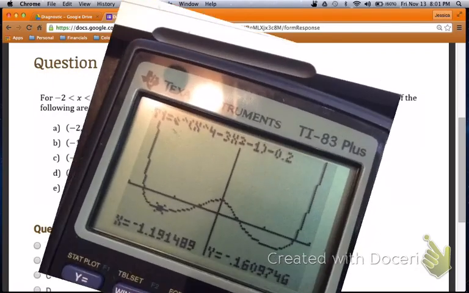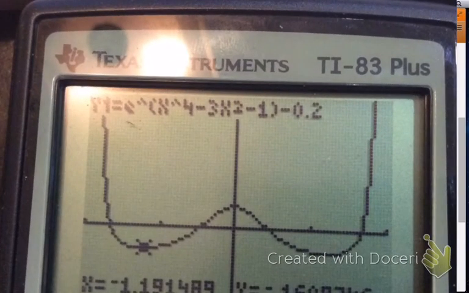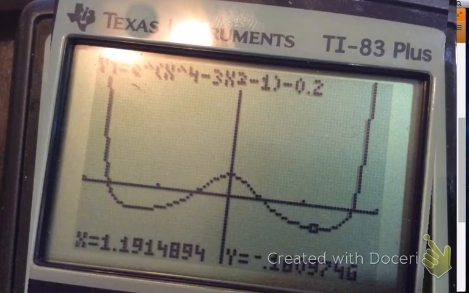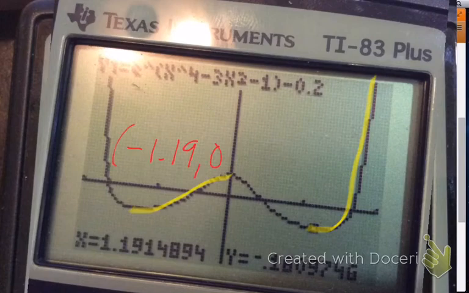You can probably get pretty close to that left minimum. It looks like it's around negative 1.19, so a little bit more than negative 1. Same thing over here, this value is pretty close to positive 1.19 or something like that. And the one in the middle is 0. So the interval where it's increasing looks like it's from negative 1.19 to 0 and from positive 1.19 to 2.